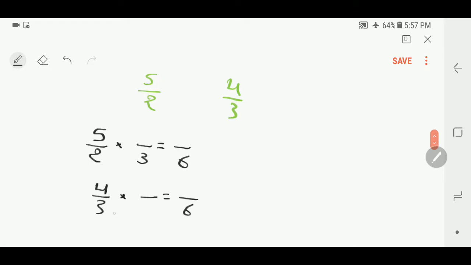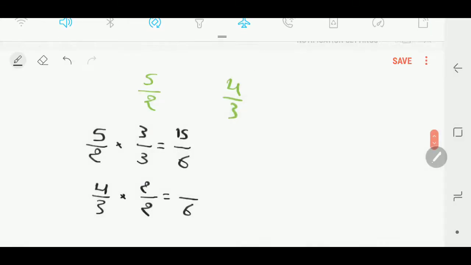So what are we going to put here to get 6? Can we multiply 3 by something to get 6? 2. So in this case, we found the solution. You just need to put 2 here and put 3 here. Same number, 3 over 3, 2 over 2. So what are we going to get on the top? 5 times 3, 15. And 4 times 2 is 8. Now we have the same denominator.